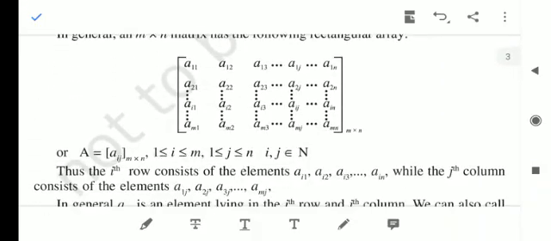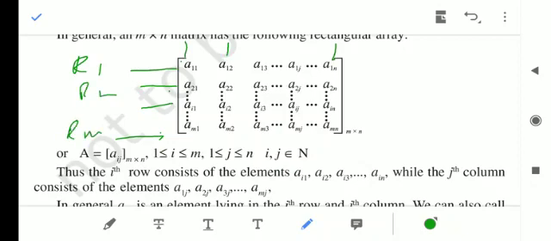Order of a matrix we have already discussed. Look at this one here. It has first row, second row, third row, dot dot, up to the mth row. And how many columns, the vertical lines? First column, second column, up to the nth column. So the rows are R1, R2, and the last row is Rm. And the columns are C1, C2, and the last column is Cn.